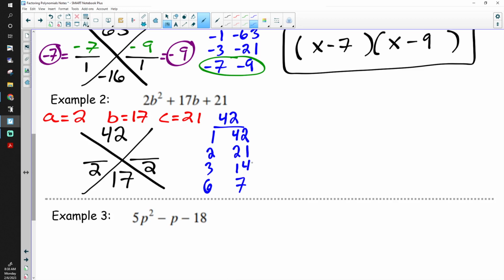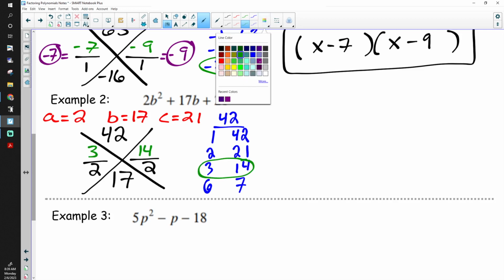But which of our pairs is going to add up to 17? 3 and 14. This is the only pair that multiplies to 42 and adds to 17. 3 and 14. If you're wondering too, it doesn't matter which side they go on. If you put 14 on the other side and 3 on the other side, that's fine.